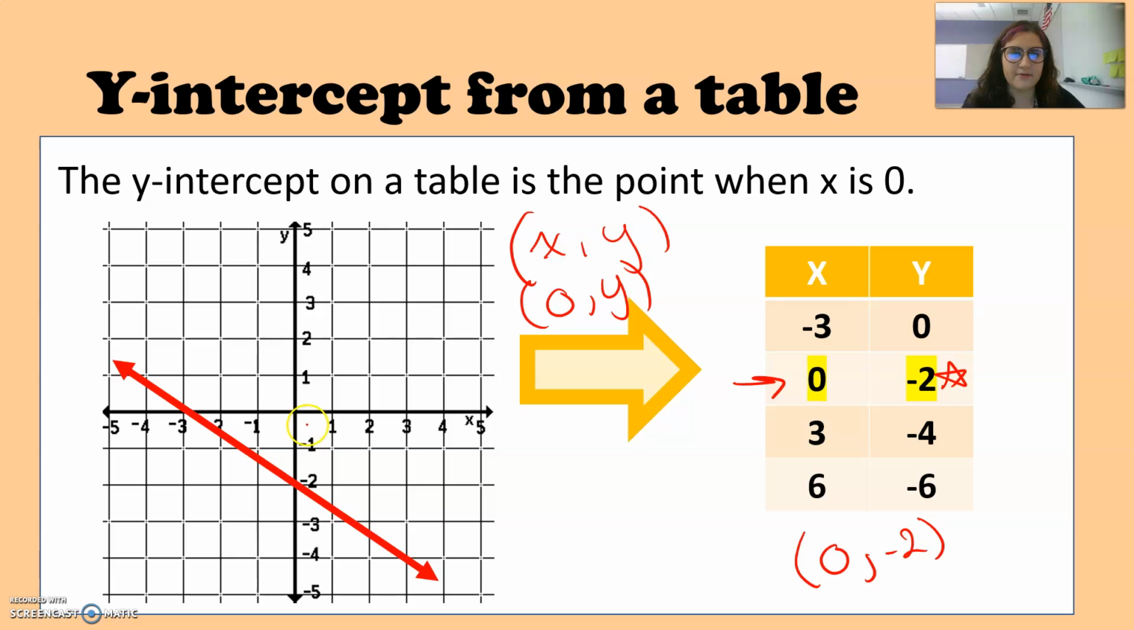Here's the graph of that table. The line that goes through crosses the y-axis at 0, -2. So when you're looking for the y-intercept from a table, just find when is x 0? When is x 0?